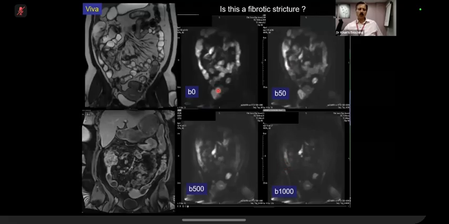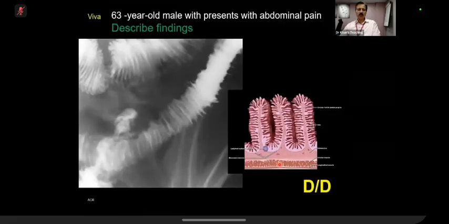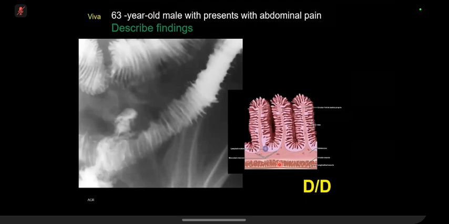So the take-home point was: how do you pick up restricted diffusion? It should continue showing high signal on the highest B value. Please remember, the same concept we will see in liver imaging also, where we increase the B values, and we will say restricted diffusion when it continues to show high signal on the highest B value.